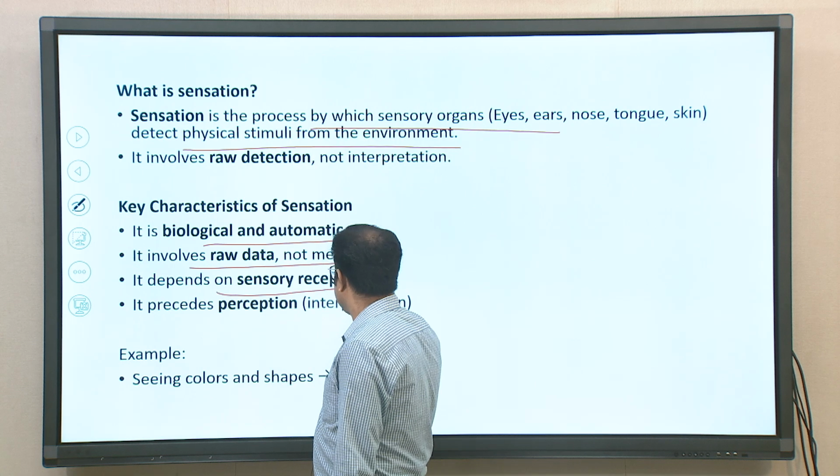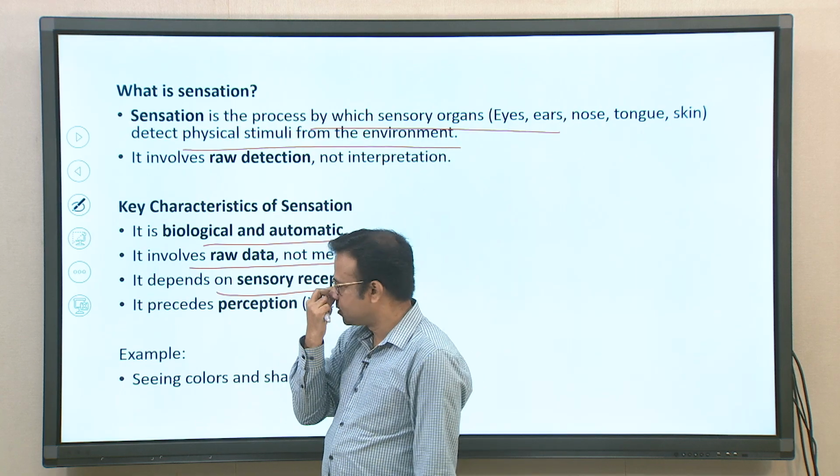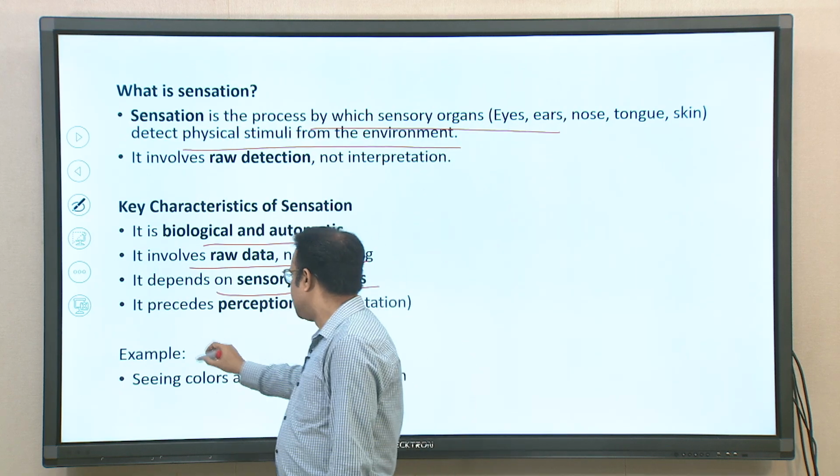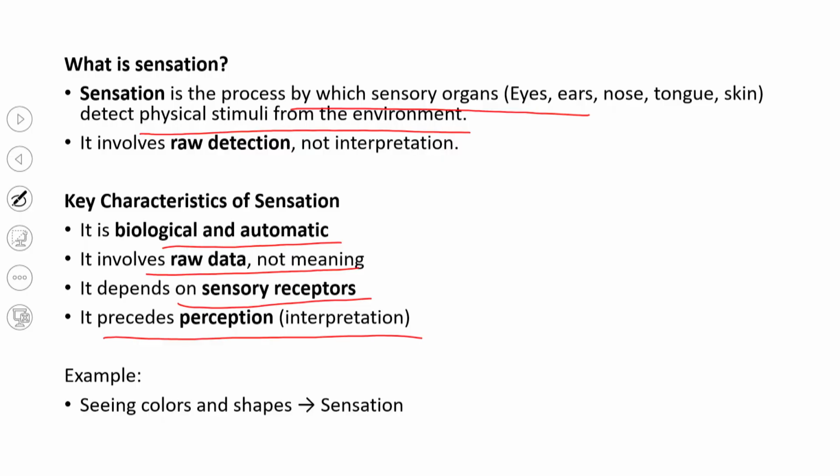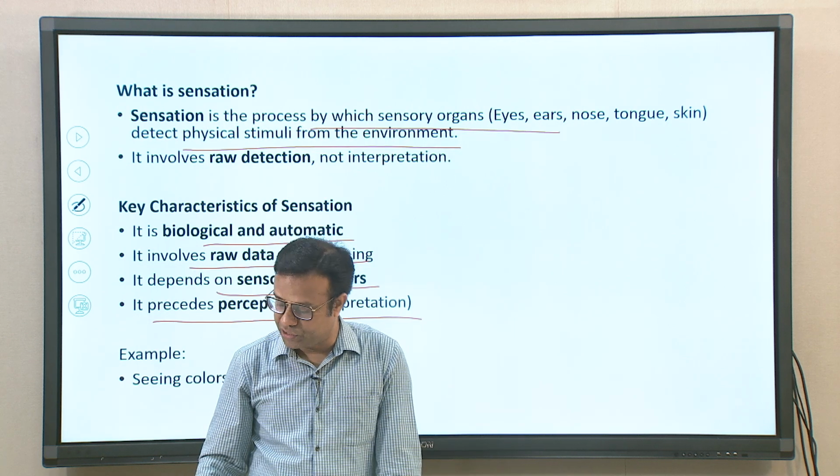It depends on sensory receptors. Obviously, whatever receptors are there in the sense organs will detect it. It precedes perception. So, sensation is the first step. After that, perception happens, which we will talk about later. For example, when you see colors or detect sound waves from the environment, that is sensation. The moment you see colors, or detect whatever visual stimuli are coming to your sense organ without interpretation, that detection part is called sensation. It is a raw detection of environmental stimuli.